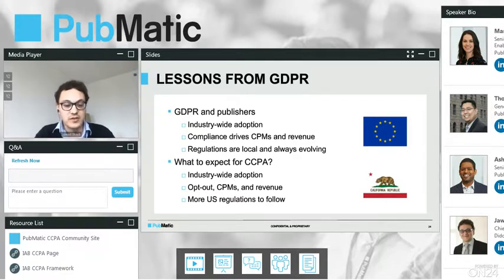It is also likely, as mentioned by Thomas, that there will be an impact on CPMs and revenue. That being said, the impact is likely to be lower than what we have seen in Europe because CCPA is an opt-out based model in that case, implying that there will be a higher opt-in rate from users and there will be a lower impact on publishers' operations. And then finally, we can also expect more US regulations to follow at some point. Maybe at the state level, maybe at the federal level, but most likely there will be other iterations on similar regulations throughout the country.